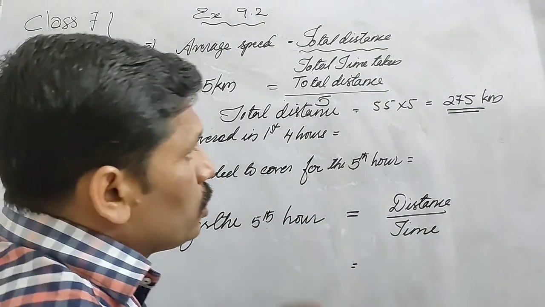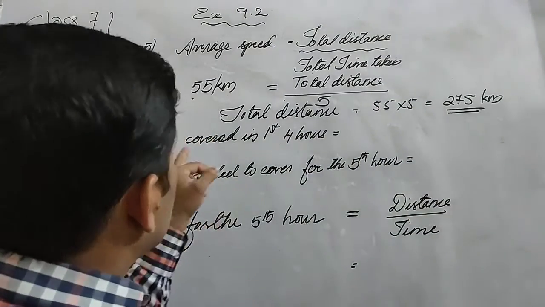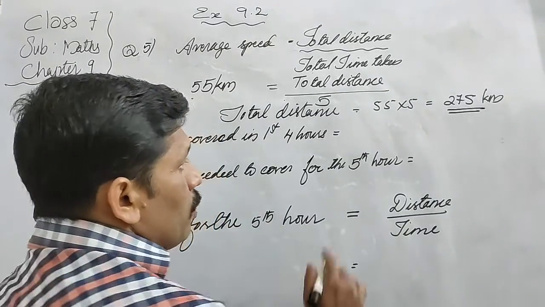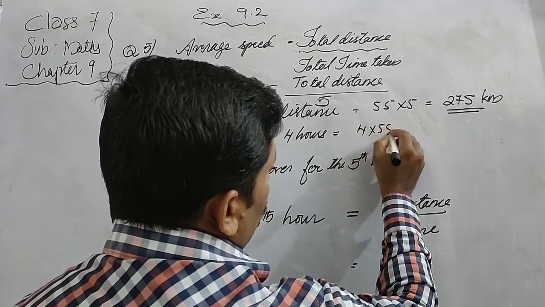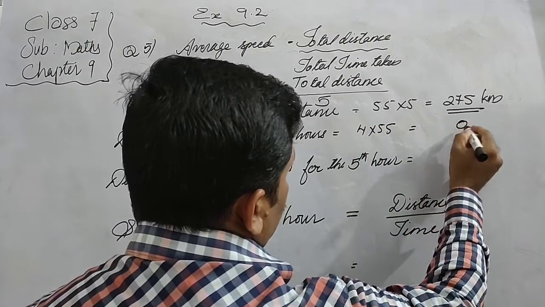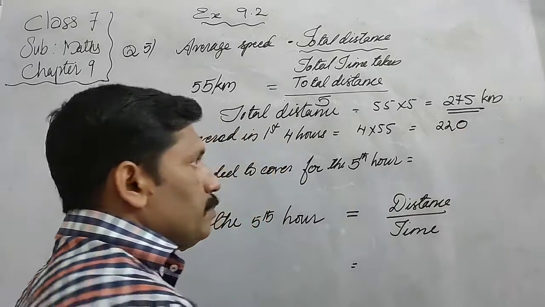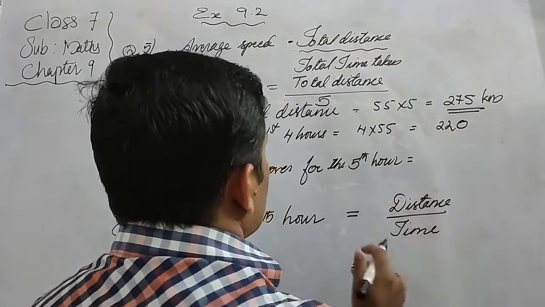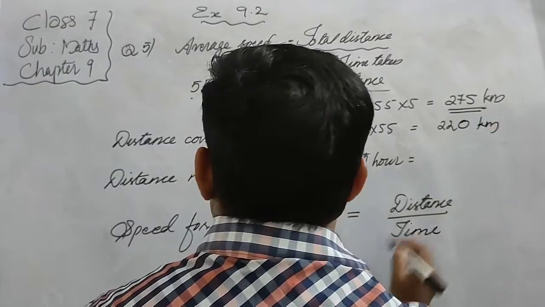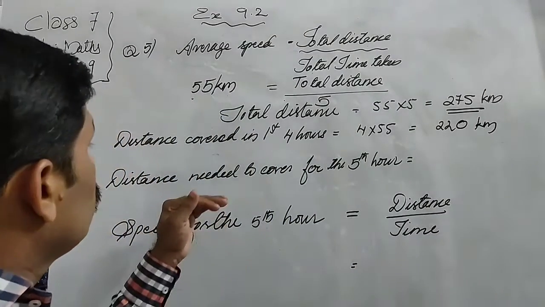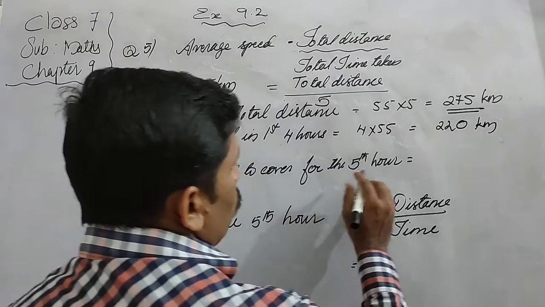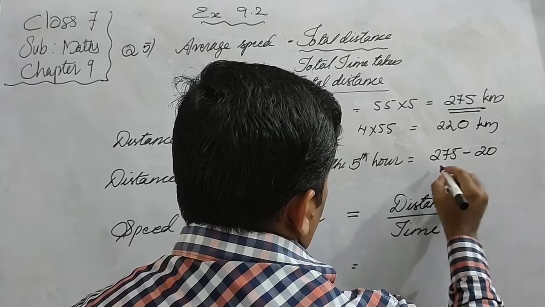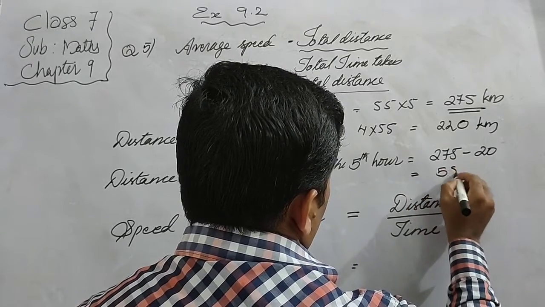And for the distance covered in the first 4 hours, the average speed is 55. Therefore, the first 4 hours distance is 4 into 55, which is equal to 220 kilometers. 220 kilometers is the distance covered in the first 4 hours of the journey. Then the distance needed to cover in the 5th hour is total 275 minus 220, which is equal to 55 kilometers.